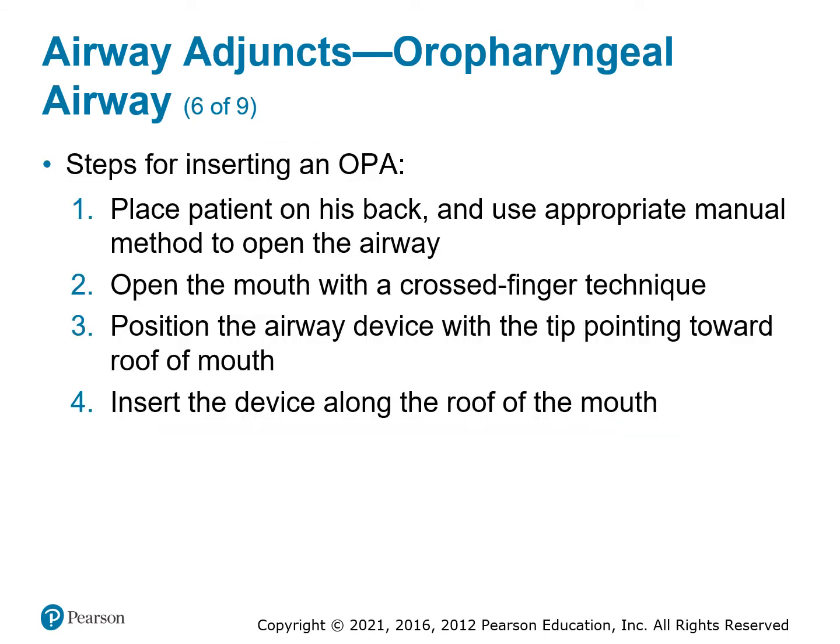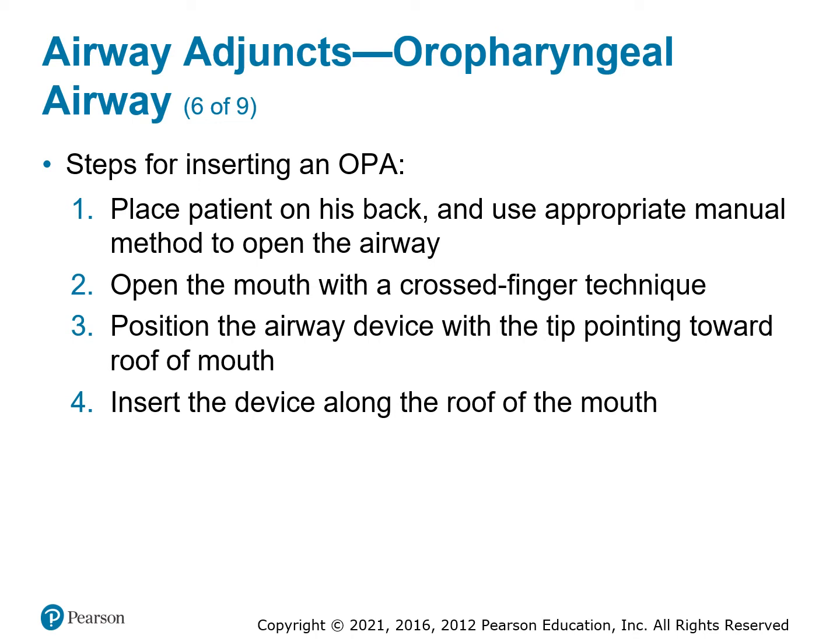Steps for inserting an OPA: you need them on their back. You need to do manual airway opening, whether the head tilt chin lift or the jaw thrust maneuver. You're going to open the mouth using a cross-finger technique. You don't want to put your fingers in the mouth, they could bite them off. You're going to position the airway with the tip pointing toward the roof of the mouth, so it'll look kind of upside down.